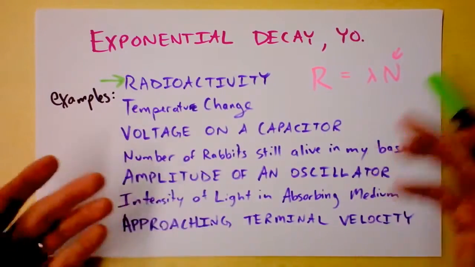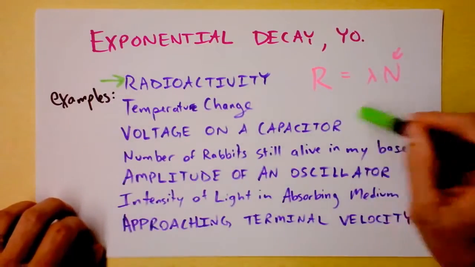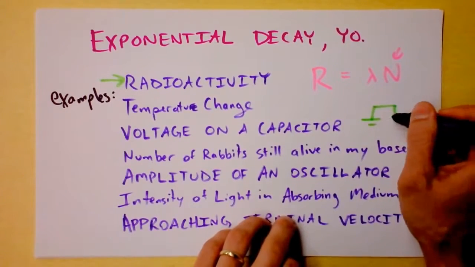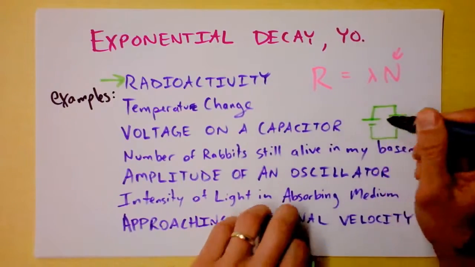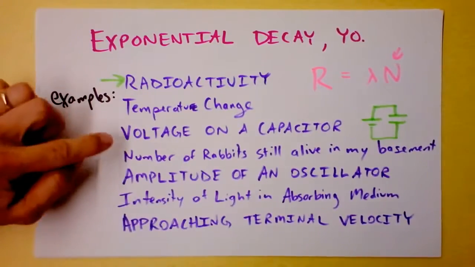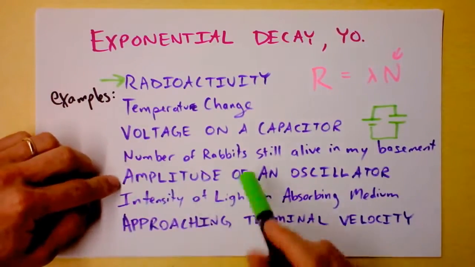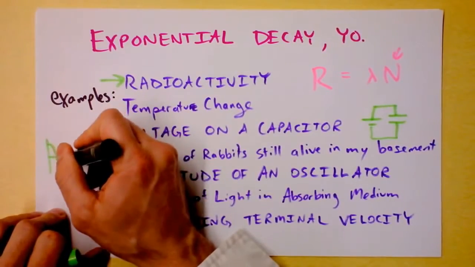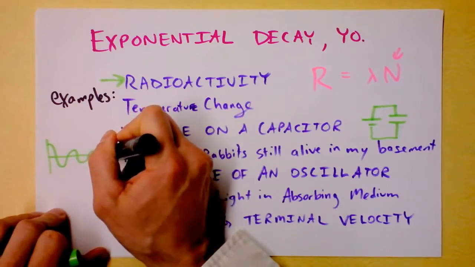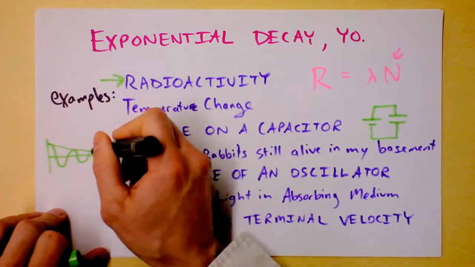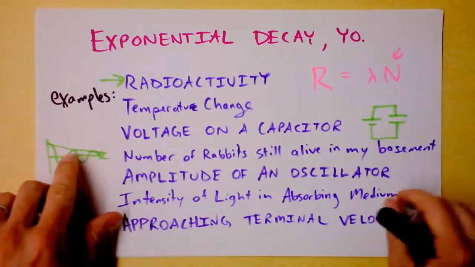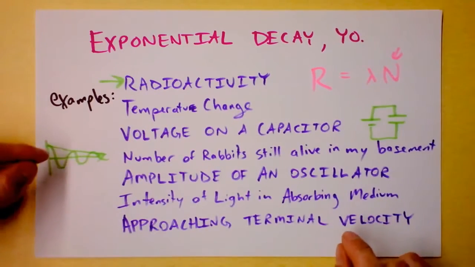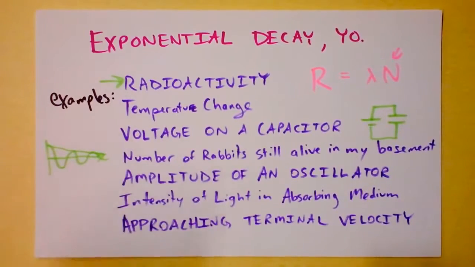Voltage on a capacitor: the current depends on the voltage difference between the capacitor and the battery you're charging it with. As the capacitor charges up, it gets closer and closer. So we've seen exponential decay in voltage on a capacitor. The amplitude of an oscillator: if friction depends on how fast the thing's going, then the envelope of the oscillation is an exponential decay. There will be less and less friction when it's not going as fast. So in theory, if you put a mass on a spring, it takes forever to actually stop.